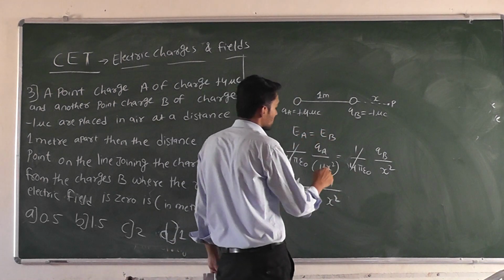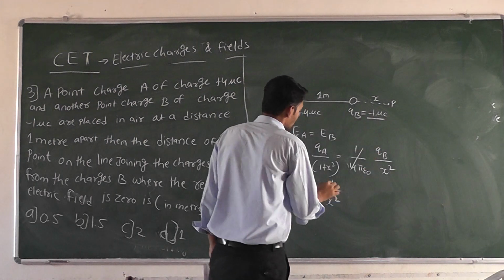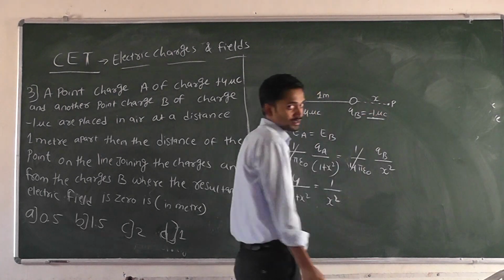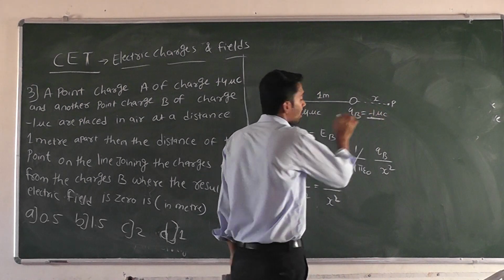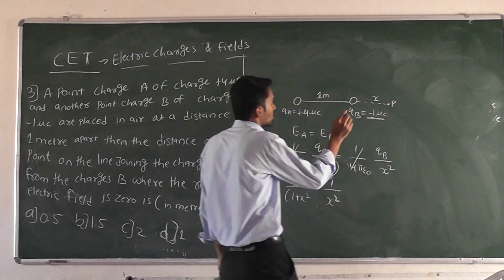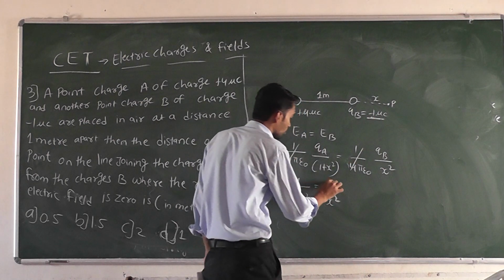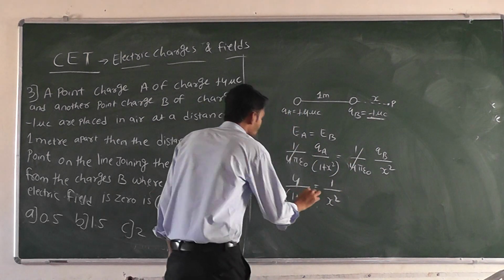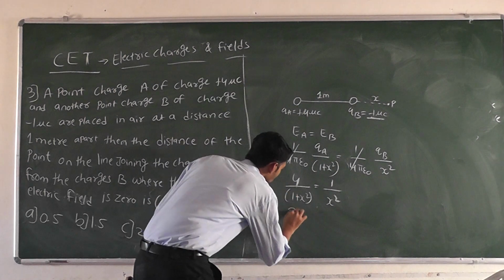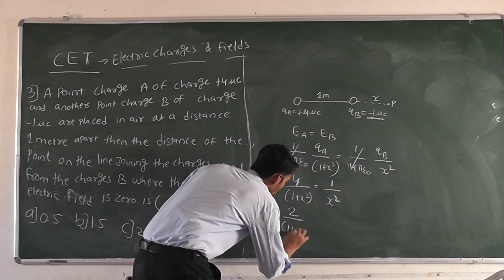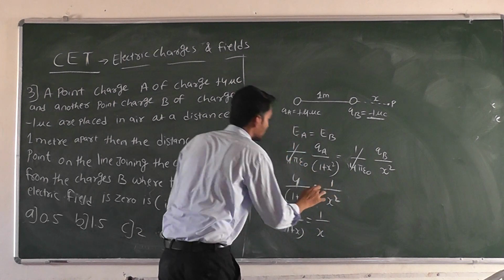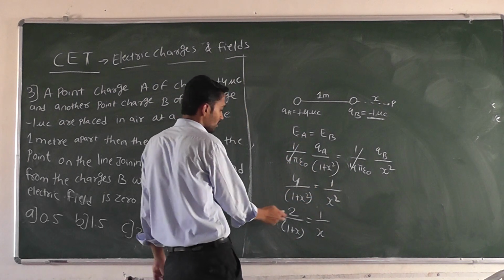Here one confusion will come: we write minus 1 here and plus 1 there. The negative symbol only indicates the direction of the charge, so it is not necessary in this case. We have to take only the magnitude. By taking the square root of this equation, we get 2 over 1 plus x equals 1 over x, since the square root of 1 is 1 and of x square is x.